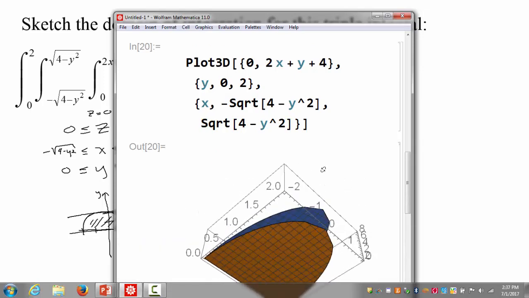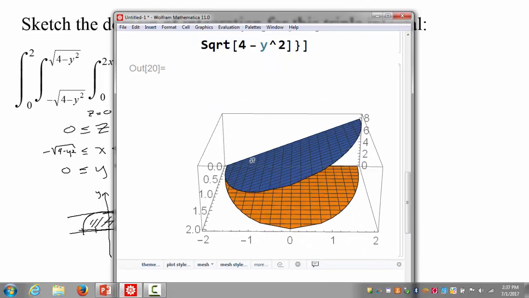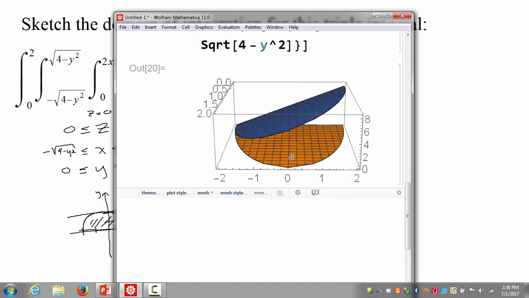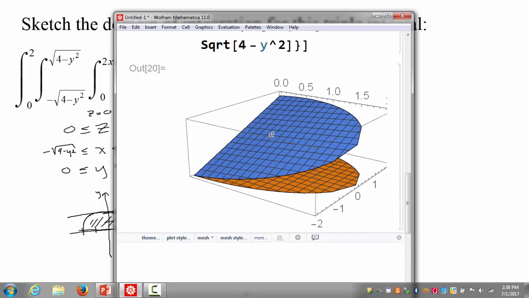So looking down on it, there's the region that's described in the xy plane, and then we just have those two surfaces, z equals 0 and z equals 2x plus y plus 4, looking like this. So there's our shape.